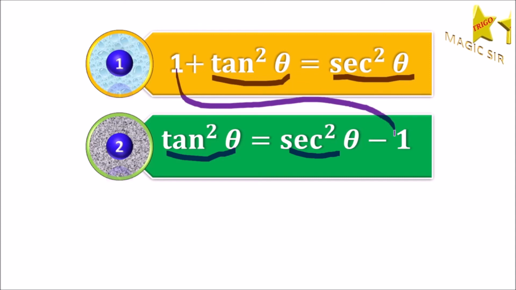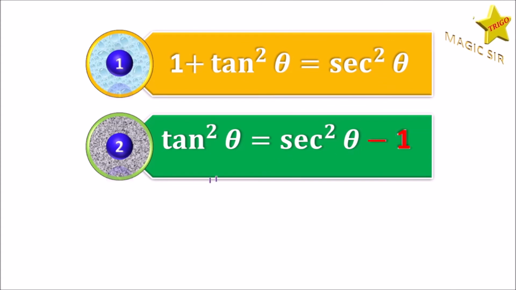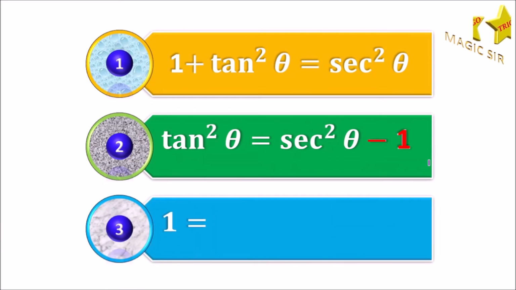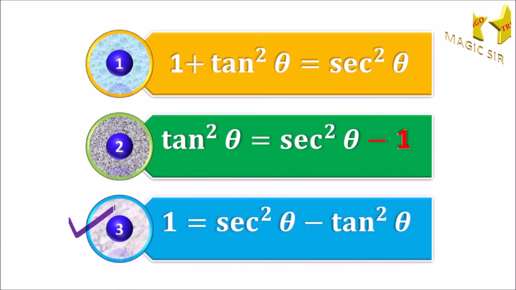Let us change the side of 1 from left to right. So plus 1 changes to negative 1. Hence we have tan square theta is equal to sec square theta minus 1. Similarly, we can write 1 equal to sec square theta minus tan square theta.